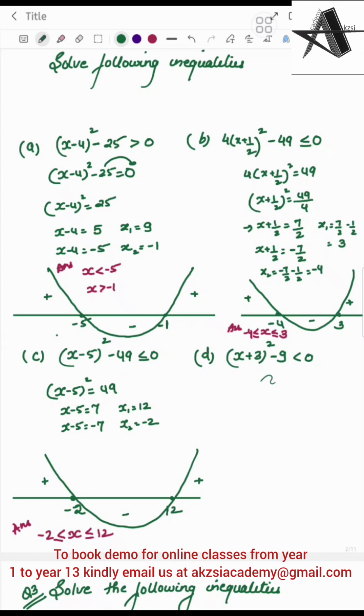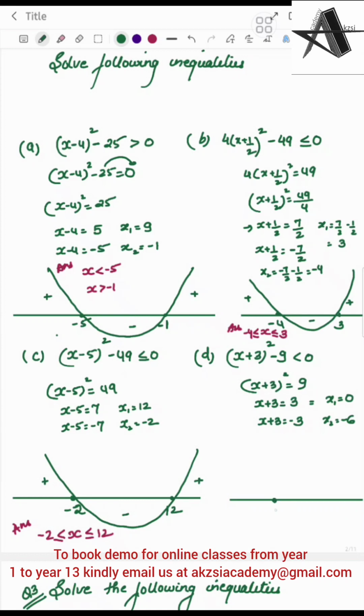Now coming to this one, x plus 3 whole squared is equal to 9. Take the root on both sides. X plus 3: first you'll get +3 and next you'll get -3. When you solve x plus 3 equals 3, you'll get x1 as 0. When you solve x plus 3 equals -3, you'll get x2 as -6. So our two roots are 0 and -6.